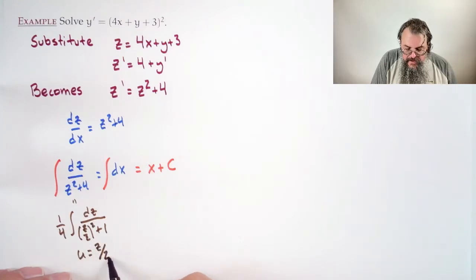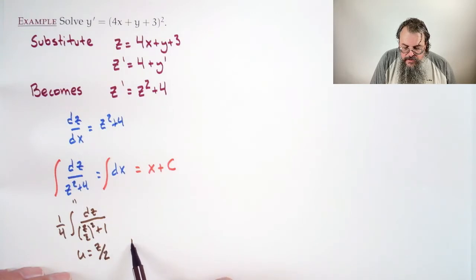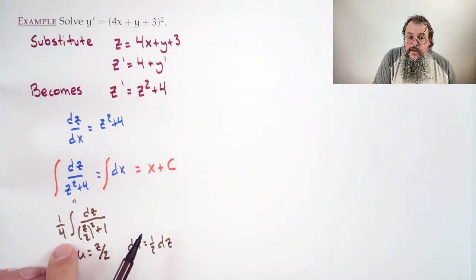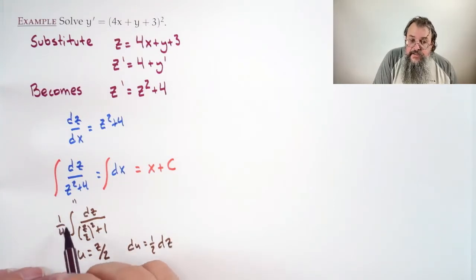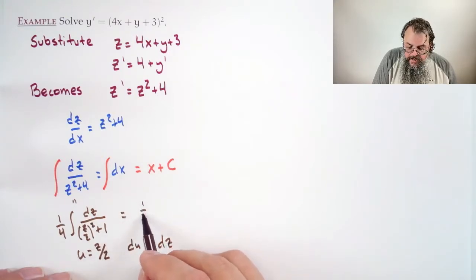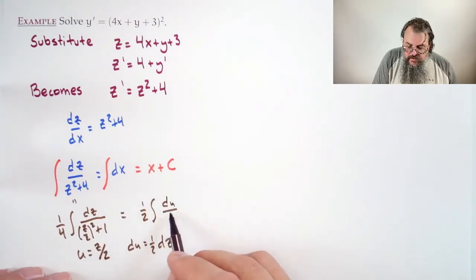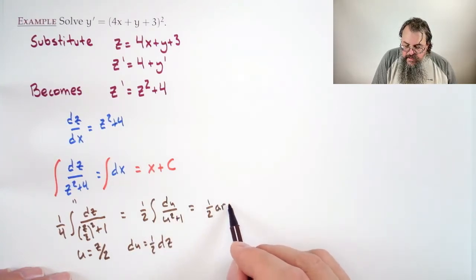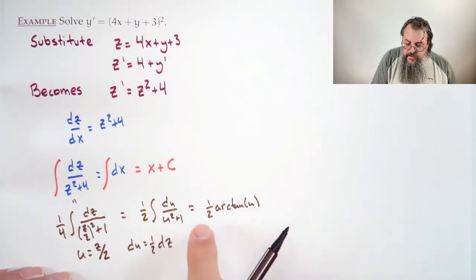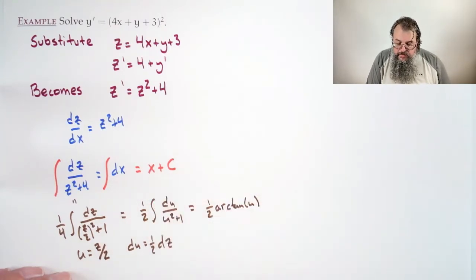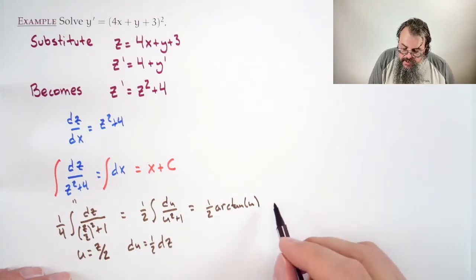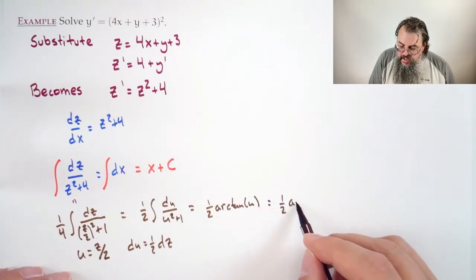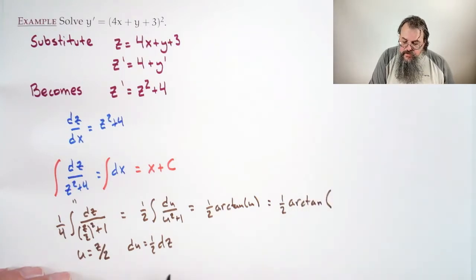I am saying that. u equals z over 2, and so du is 1/2 dz. Well, we have a fourth there, so we can think of this fourth as a half times a half. So this would become 1/2 integral du over (u squared plus 1). Well, okay, great. That's easy, 1/2 arctangent u. Now, I don't need a constant because there's already a constant over there. And, well, we update. That's 1/2 arctangent of u, where u is z over 2.